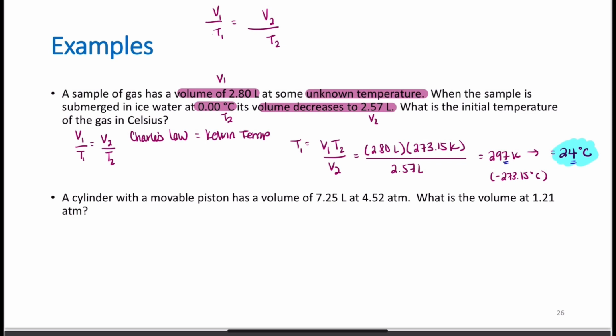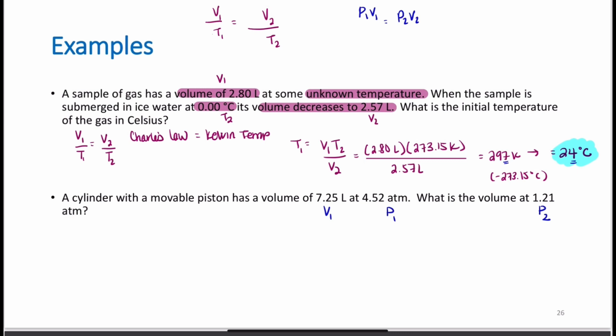Second example, we have a cylinder with a movable piston and has a volume of 7.25 liters at 4.52 atmosphere. What is the volume at 1.21 atmosphere? So I've got a volume and a pressure and a new pressure. I'm going to use my combined gas law, P1 V1 over N1 T1 equals P2 V2 over N2 T2, and assume that my moles are constant and my temperature is constant because it didn't say anything otherwise. I'm then going to solve using P1 V1 equals P2 V2, so Boyle's law.